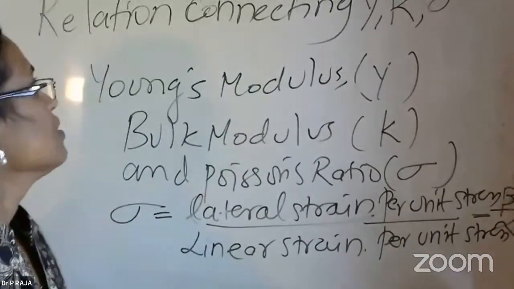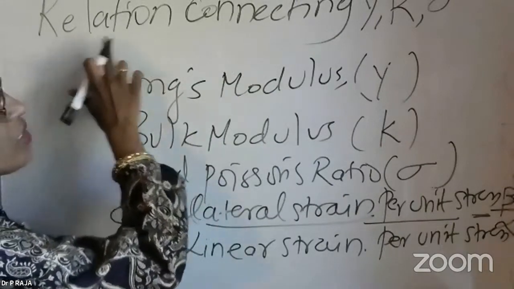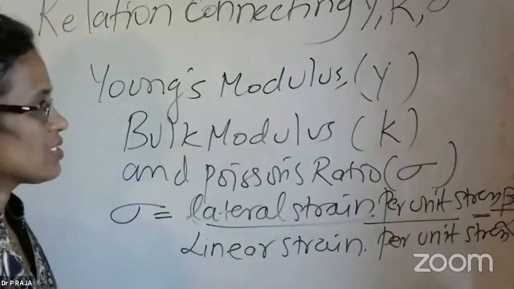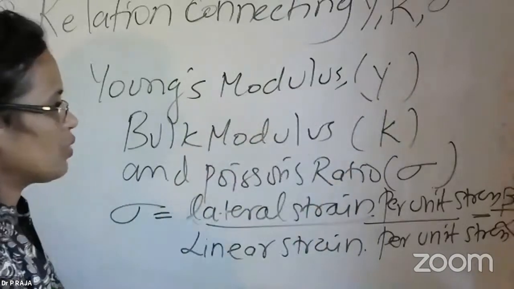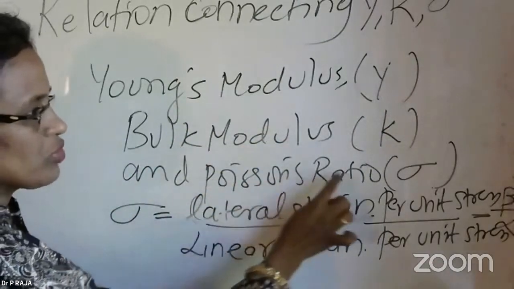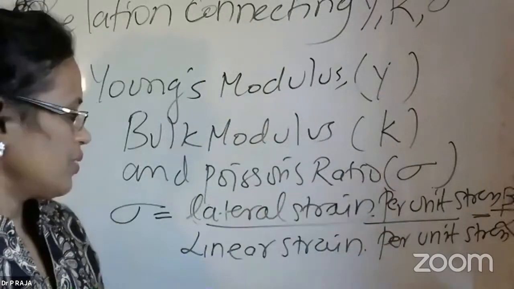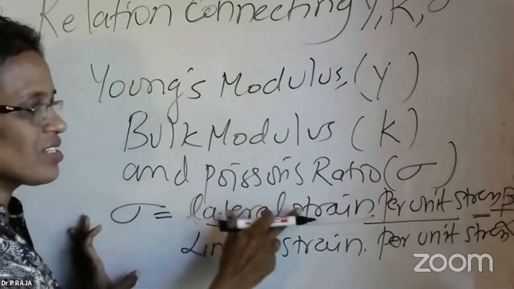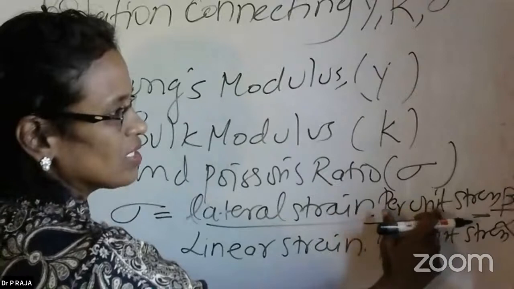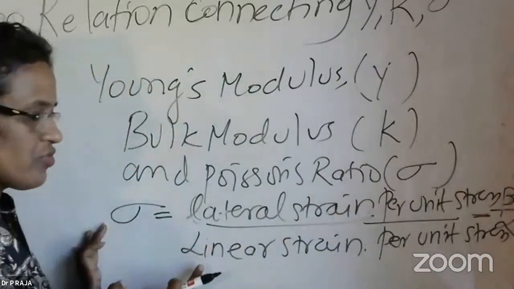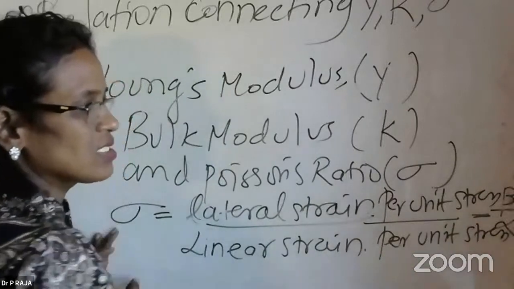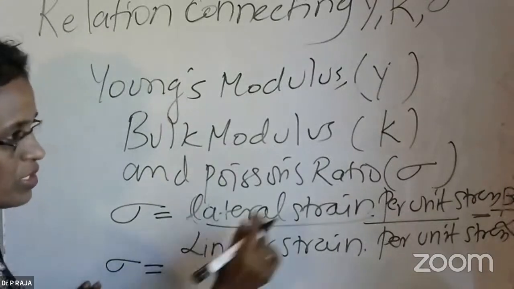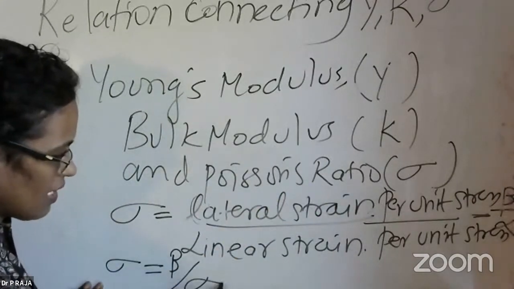Repeat from the beginning. So in today's class, we will be studying the relationship connecting the Young's modulus, bulk modulus, and the Poisson's ratio. Young's modulus is represented by Y, bulk modulus is represented by K, and Poisson's ratio is represented by sigma. We all know that Poisson's ratio is the ratio of the lateral strain per unit stress, denoted by beta, to the linear strain per unit stress, denoted by alpha. So sigma is equal to beta by alpha.